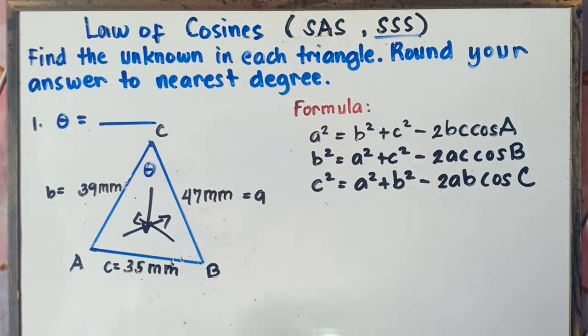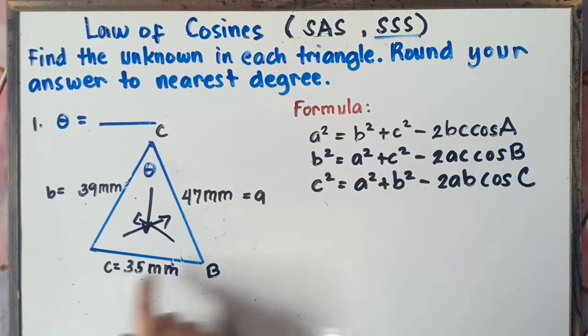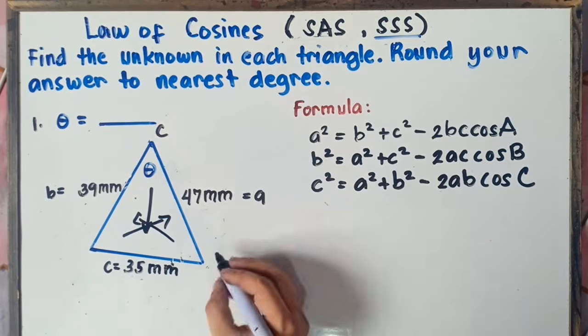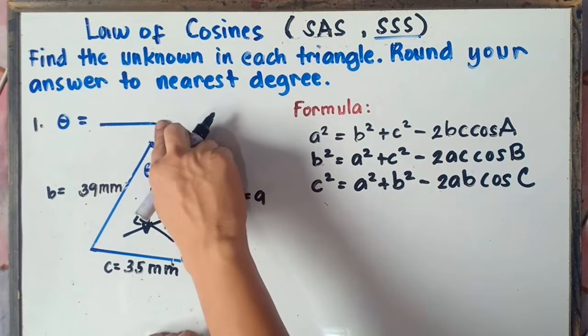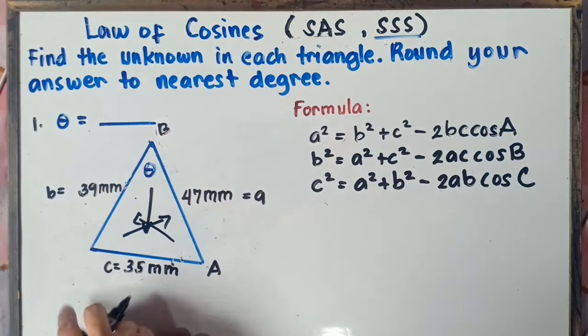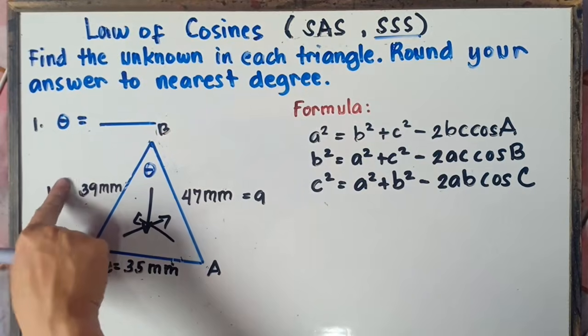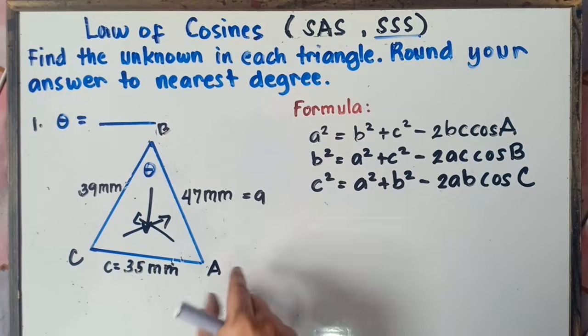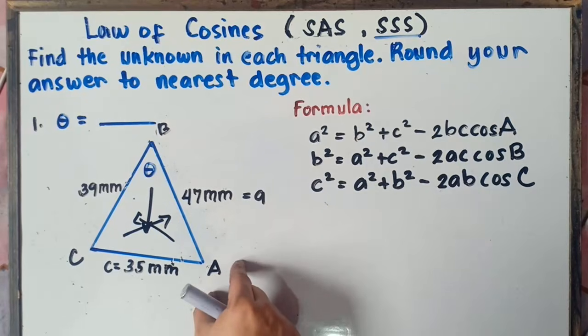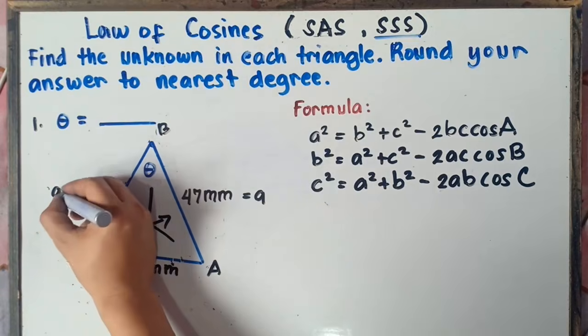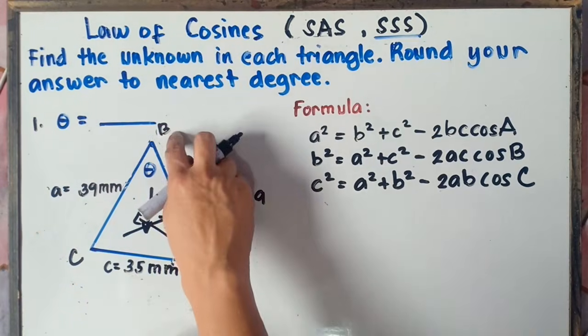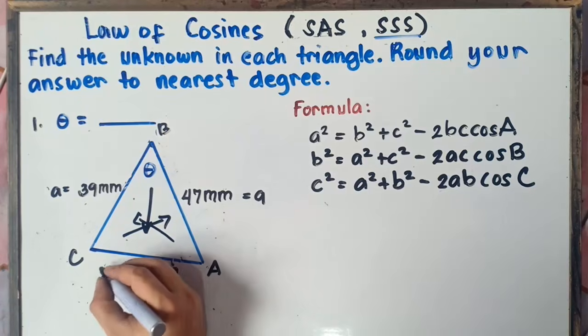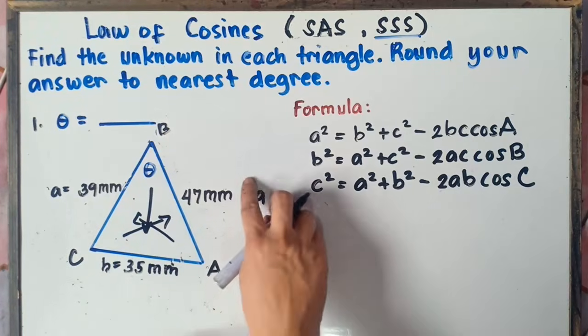Now, I have a question, class. Can I put A right here? Just as an example, if I put A right here, angle A will be here, angle B will be here, and angle C will be here. Always remember that opposite of angle A, it should be side A. Opposite of angle B, that would be side B. Opposite of angle C, that would be side C.